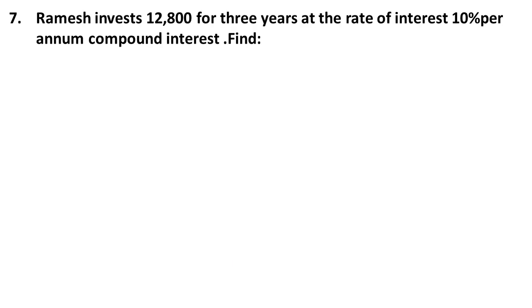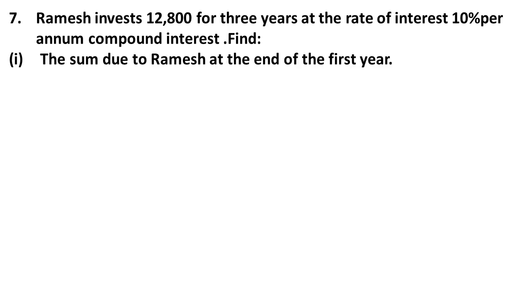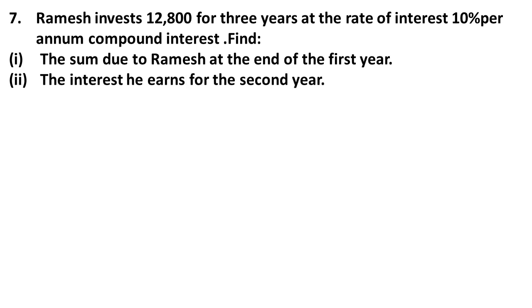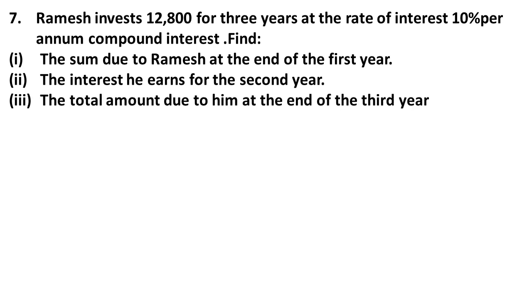Question number 7. Ramesh invests rupees 12,800 for 3 years at the rate of interest 10% per annum compound interest. Find the sum due to Ramesh at the end of the first year, the interest he earns for the second year, and the total amount due to him at the end of the third year. The question is very much direct.